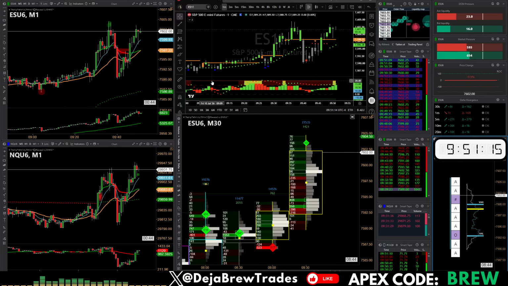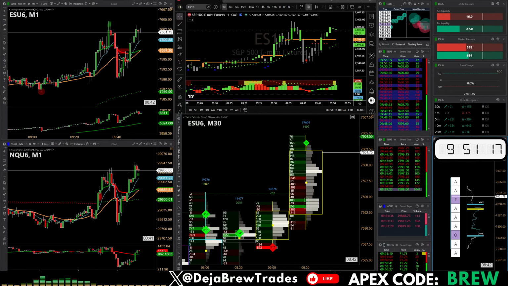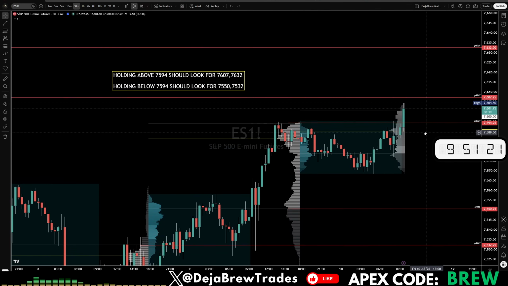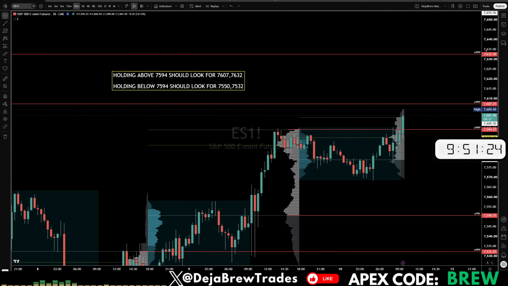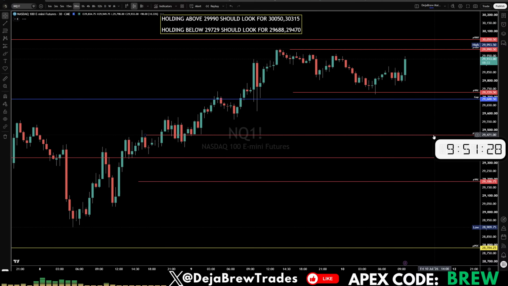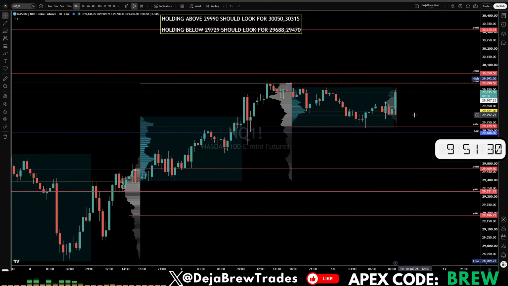Okay, keep an eye on that 94 level. If we stay above that, we are looking to break balance. We're already kind of hitting that first target at 607. The next breakout target is 632. NASDAQ was a bit more bearish, so we're still just rotating on NASDAQ, going back to 990 and then 50.